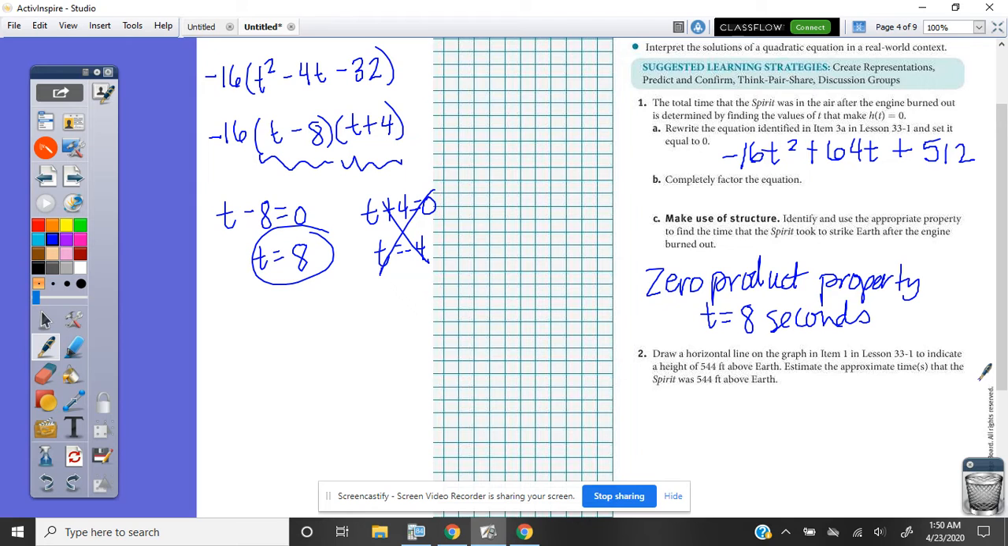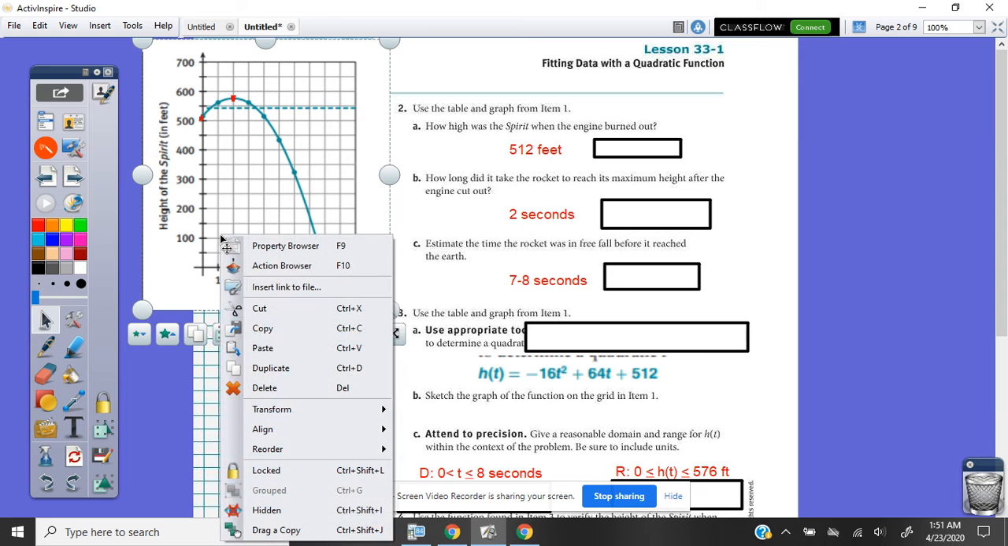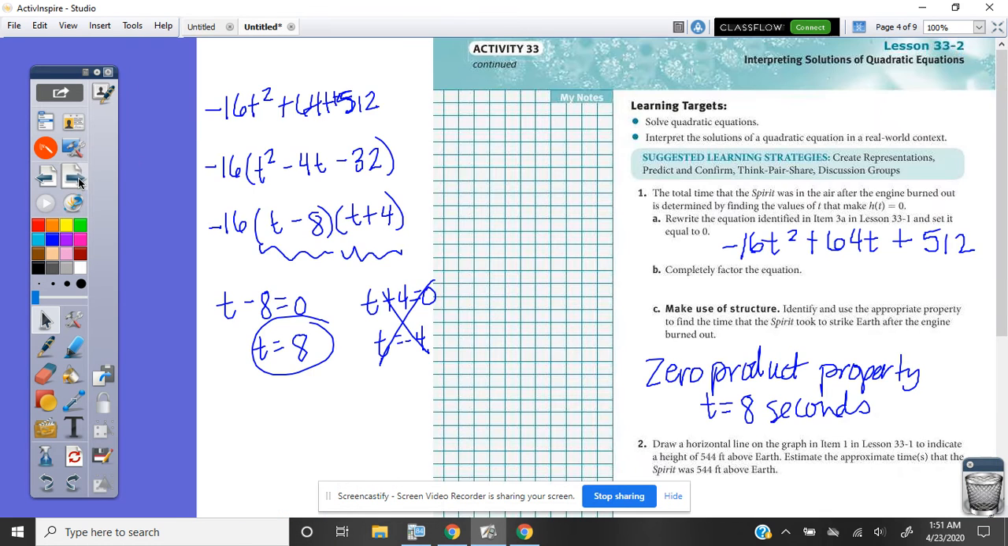Draw a horizontal line on the graph in item 1 in lesson 33-1 to determine the height at 544 feet. Okay, so I'm going back to look at that graph. It's already got this line drawn here for 544 feet. So I'm just going to copy this real quick. So we have it over here with us.